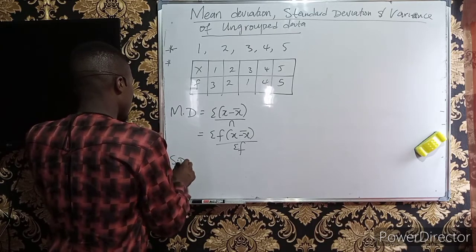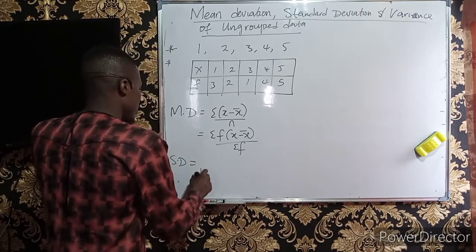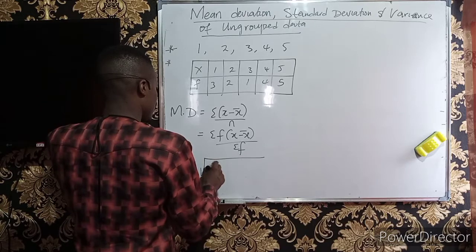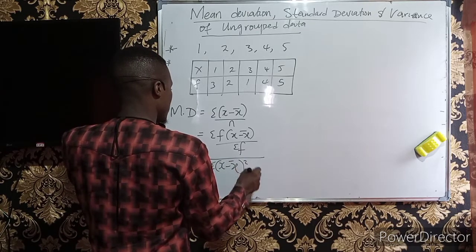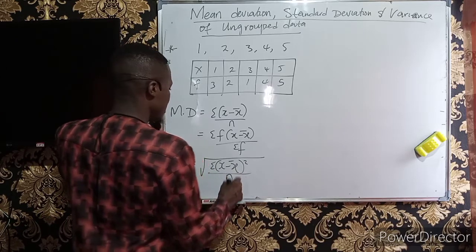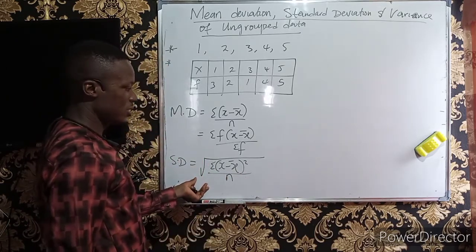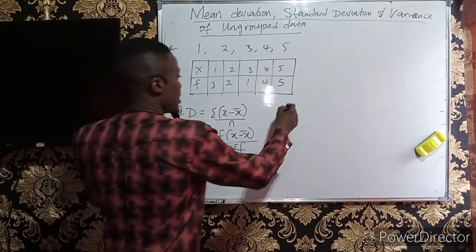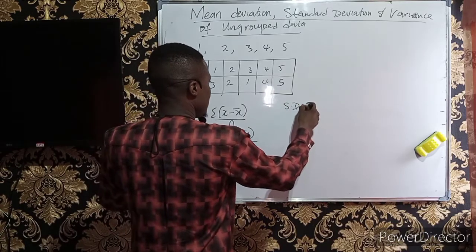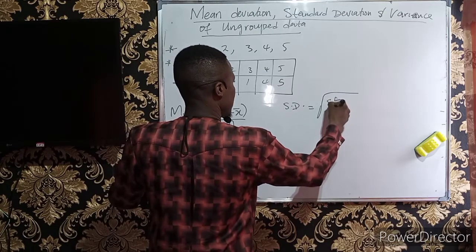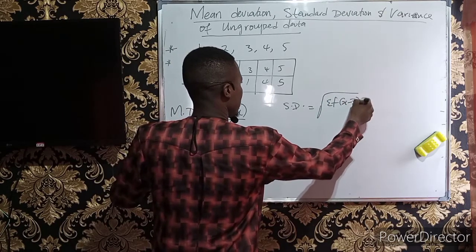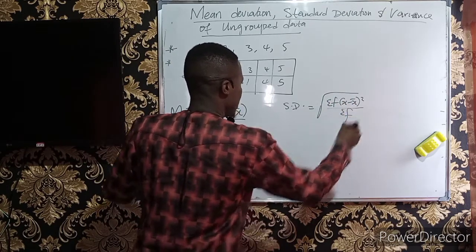I'll use SD for standard deviation. Standard deviation is just the square root of summation x minus x bar all squared over n when there is no frequency. If there is frequency, standard deviation is still the square root of summation f into x minus x bar all squared, all over summation f.